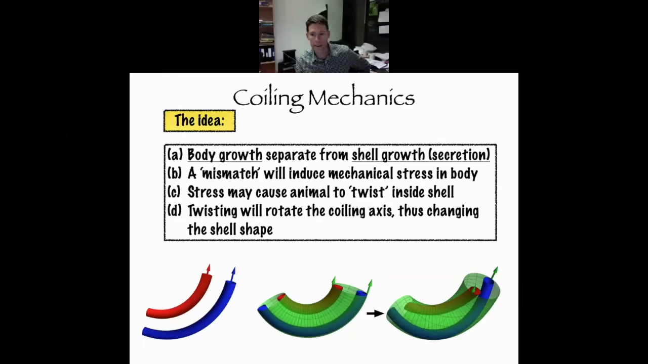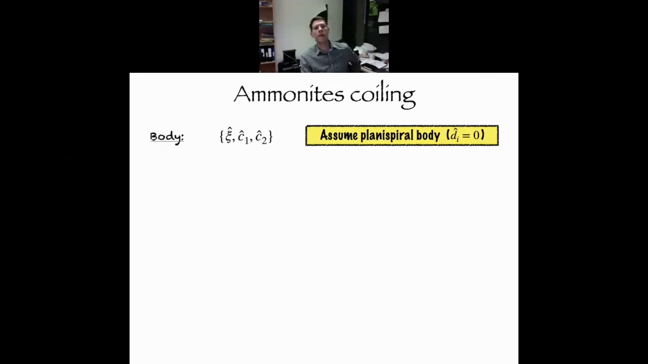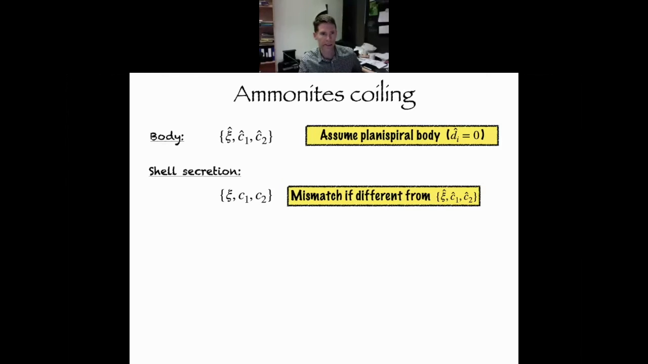But if it twists, as you can see in the third picture, that axis of the gradient of secretion has now changed. So even though the animal might still be growing the same way, the shell is not going to look the same. And so that's what we want to probe mathematically. And the way we do that is we say that I have 3 parameters describing the body. And these are really the 3 parameters that just create a logarithmic spiral for the body. And it makes sense to say that the body is taking that sort of logarithmic planar shape, as is the case in 99% of ammonites.